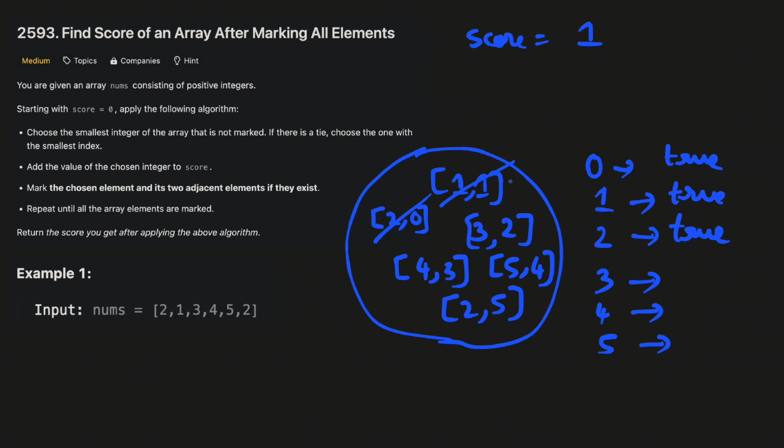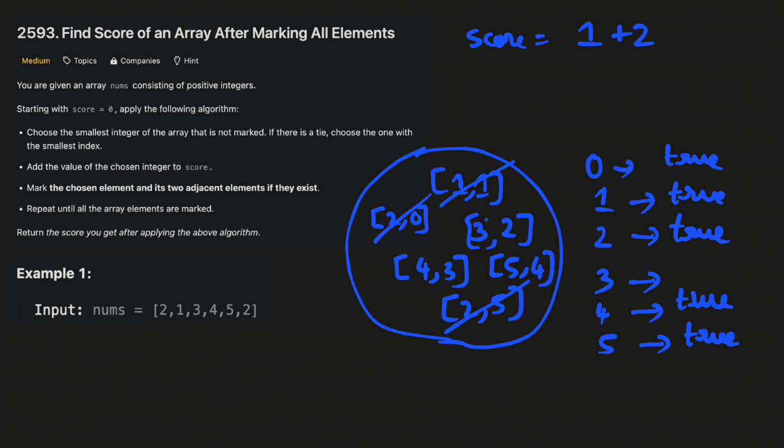So we ignore it. Then we pick up the next smallest element from the heap, and that will be 2 again at the 5th index. So we pull it out and add its value to the score and mark it as visited along with its adjacent elements. And the adjacent elements will be at indices 4 and 6, but 6 is out of bounds. So we will set the value at 4th index as true.